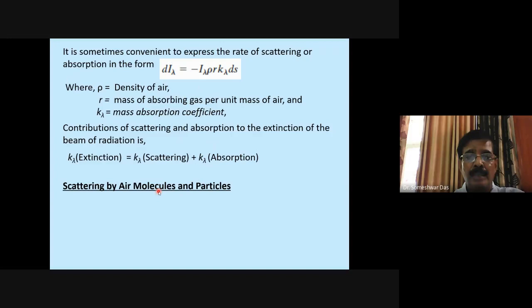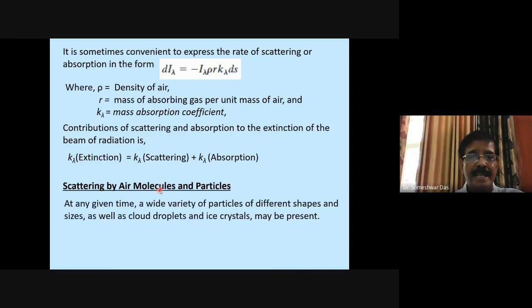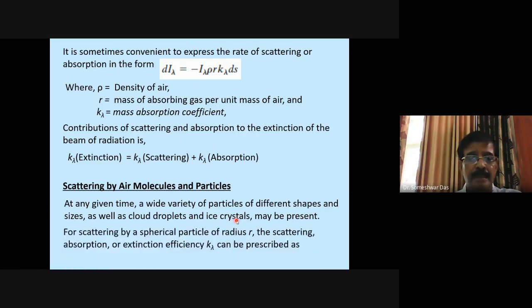So scattering by the air molecules and the particles: at any given time, a wide variety of particles of different shapes and sizes, as well as cloud particles, droplets, and ice crystals, may be present. So for scattering by a spherical particle of radius r, the scattering, absorption, or extinction efficiency k_lambda can be prescribed as a function of x, where x is equal to 2 pi r divided by lambda. r is the radius of the particle, lambda is the wavelength, and this x denotes how much it is scattered.